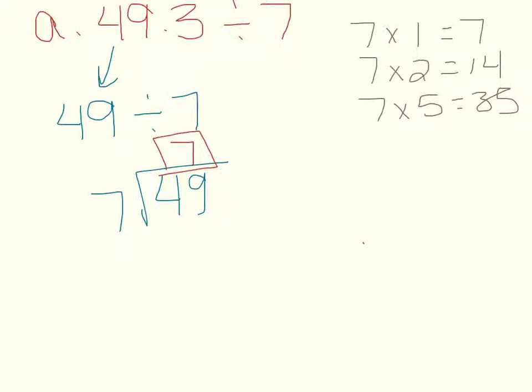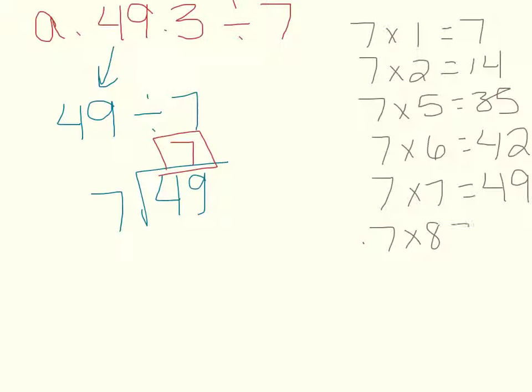Remember, we are trying to get close to 49.3. We want to find a good estimate for 7. So let's continue. 7 times 6 is 42. We are getting closer to 49.3. Let's try 7 times 7. 7 times 7 is 49. Let's try one more. 7 times 8, which gives us 56.